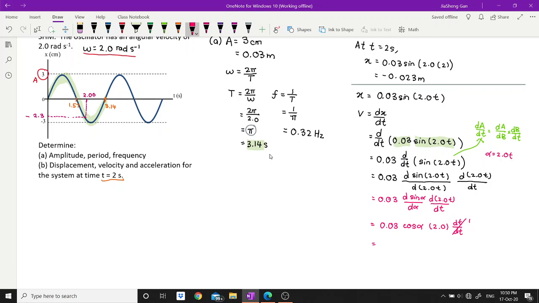And so now if we combine everything back, it will be 0.03 times 2.0. Cos alpha, we bring back the alpha. Alpha is 2.0t. We bring it back here, so it becomes 2.0t. Now we have finished the chain rule. So let me go back to black. It will be equals to 0.06 cos 2.0t. So this is your velocity equation.